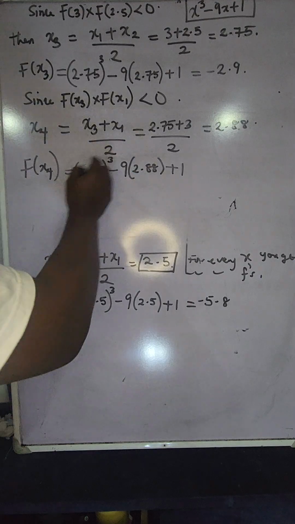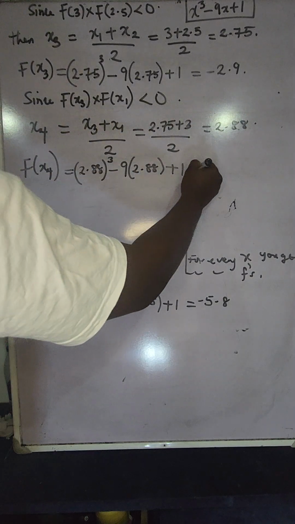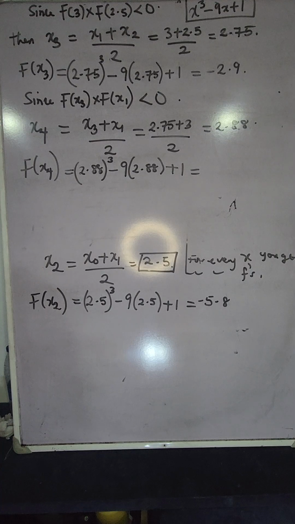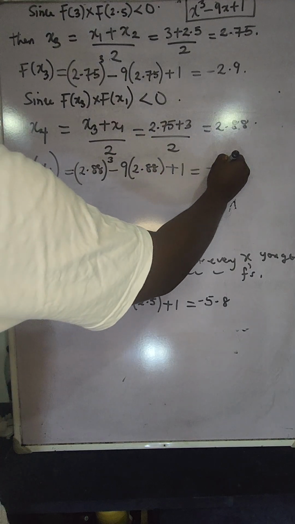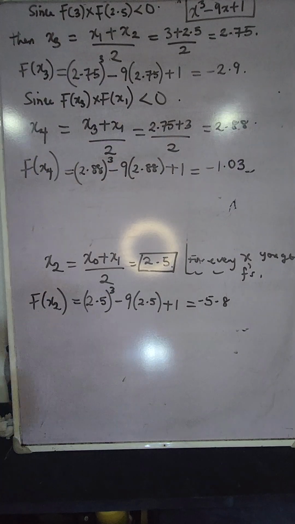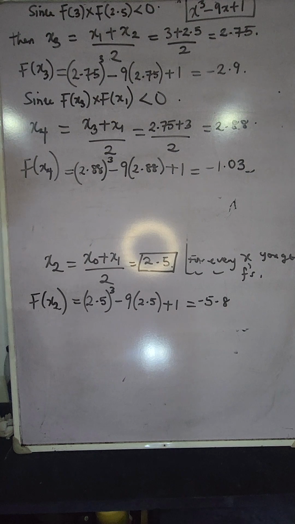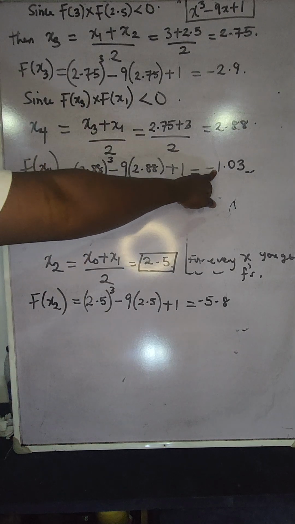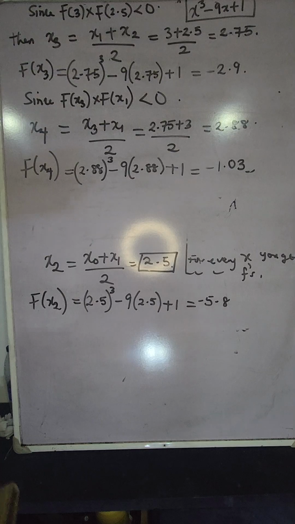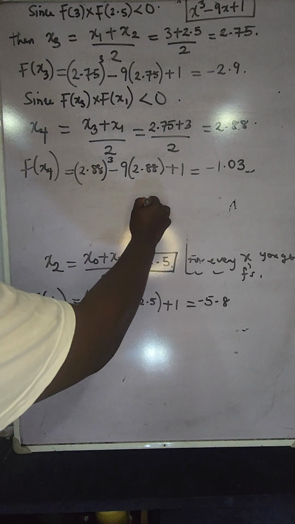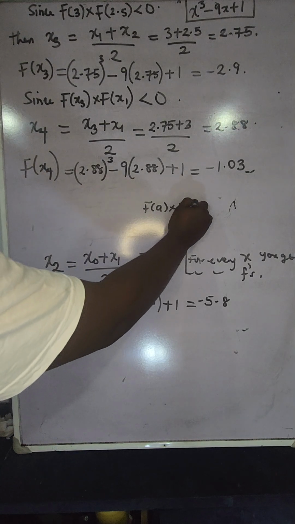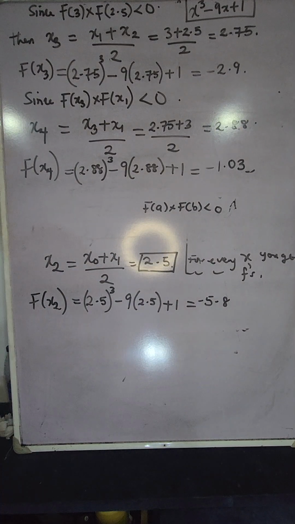So let's look at it together. F of x4 is now what? F of x4 will now be minus 1.03. So the next thing to do is to qualify Descartes' rule again. And then we ask ourselves, how do we qualify Descartes' rule? Since this person is a negative, you need a positive to counteract this person. Because Descartes' rule said f of a, when multiplied by f of b, should be less than 0. Is that not what Descartes said? So you need somebody to counteract this person.